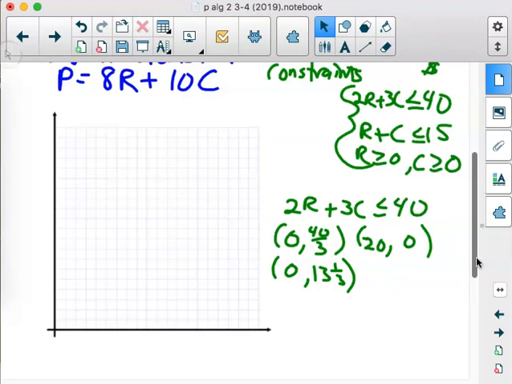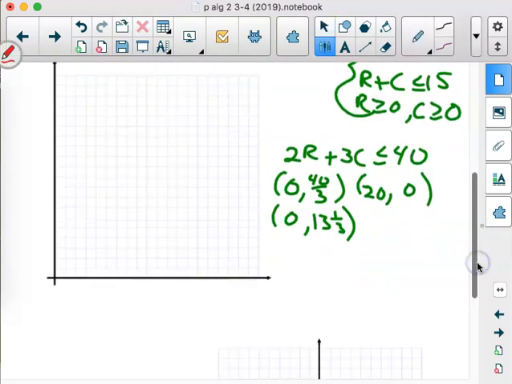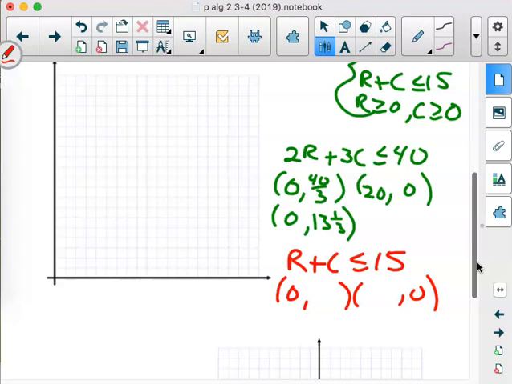I'm going to change colors and do r plus c is less than or equal to 15. Oh, well, that makes this part really easy, doesn't it? If you want 15 plants and you don't buy any Romas, how many cherries do you have to get? Yeah, and vice versa, right? Okay. Well, and it looks like the biggest number we have to be able to get to is 20, which is fabulous, because this is a little 20 by 20 graph.